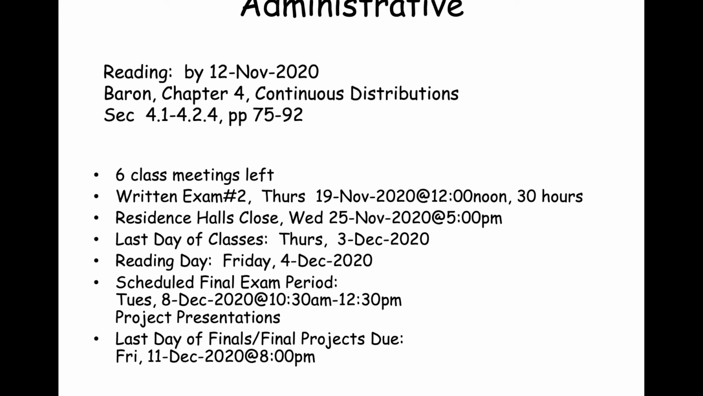The residence halls will be closing Wednesday, the 25th. That's the day before Thanksgiving, and all students who are on campus will be leaving the residence halls by 5 p.m. on that day. The remainder of the semester after Thanksgiving, towards the end of fall 2020, will be 100% online. The last day of classes will be the 3rd of December, the day after reading day, the 4th of December.